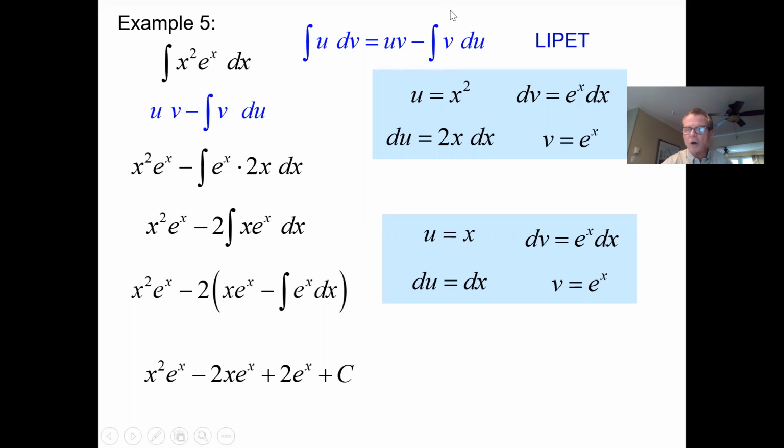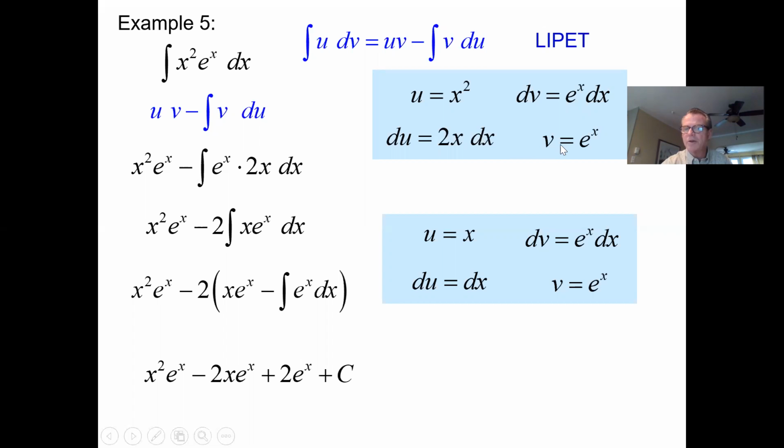And the parts algorithm looks like this, which is essentially a sandwich. Mu and d mu are on the outside, and the inside of the sandwich is v, subtract the integral of v. Now, this one has to be done repeatedly. So what do you do? All right, so mu is x squared. So I differentiate that, and I get d mu dx is 2x, so d mu is 2x dx.